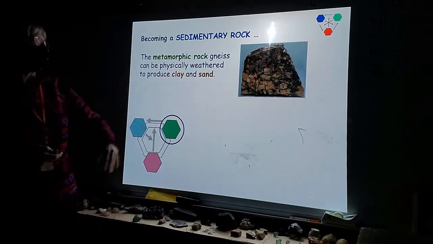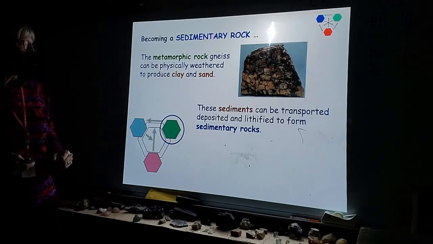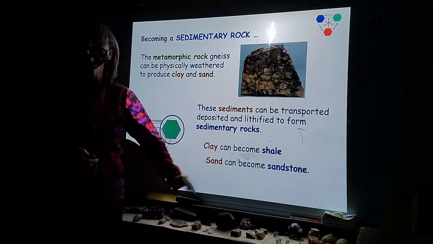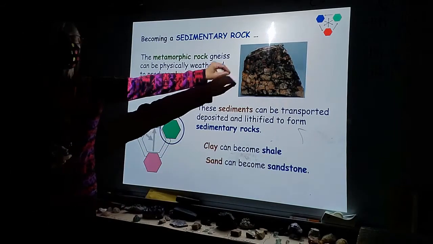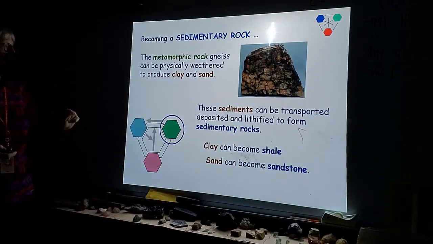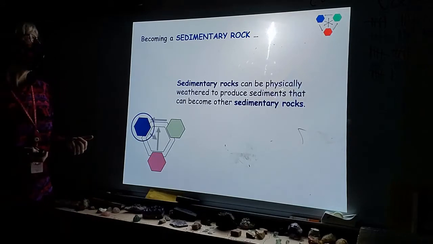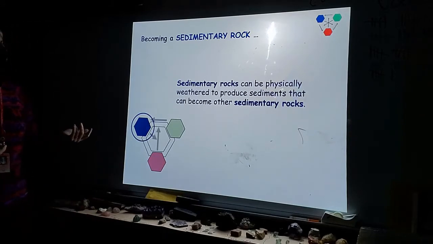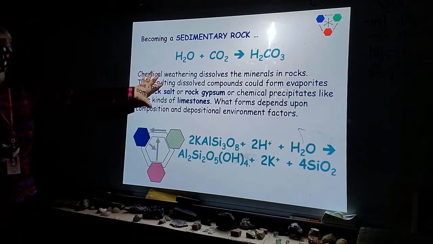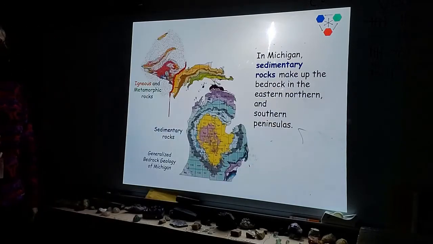Metamorphic rocks can become clay and sand. They can be transported. They can make sedimentary rocks. You can end up with shale and sandstone again. That's nice, because those rocks break down. They have silicon in them and oxygen. They're silicate rocks. A sedimentary rock can become a sedimentary rock if it's weathered as well. Also, it can happen with chemicals, like when you have caves and stuff. We don't have to look at this right now.